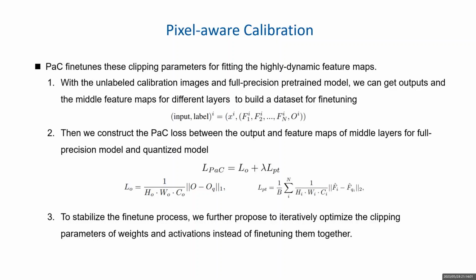Then for pixel-aware calibration, with the unlabeled calibration images and the full precision pre-trained model, we can build a dataset for fine-tuning, and then we construct the PAC loss between the output and the feature maps of the middle layer for the full precision model and the quantized model. To stabilize the fine-tuning process, we further propose to iteratively optimize the clipping parameters of weights and activations instead of fine-tuning them together.